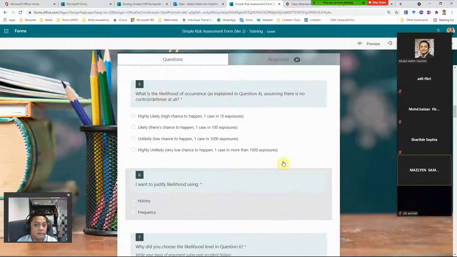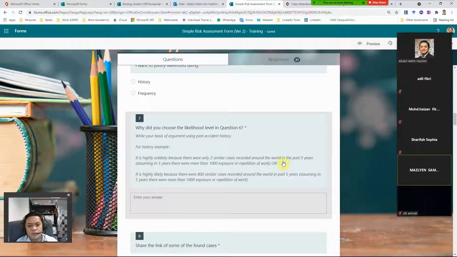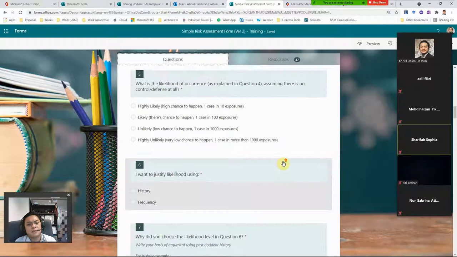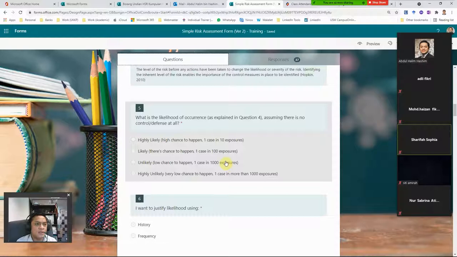Now, if you are doing your literature review and you find that in the past years there is no similar accident, no one cutting their fingers using a meat cutting machine, and in your literature you cannot find any, none, then it's a solid argument to say that it is unlikely for anyone who uses a meat cutting machine to cut their finger, even though there is no protection.